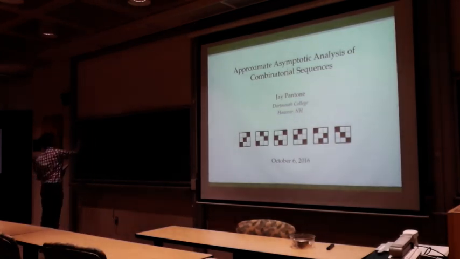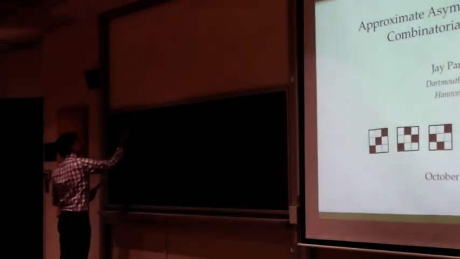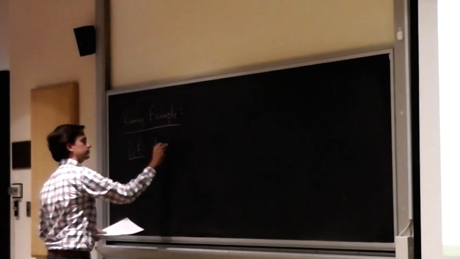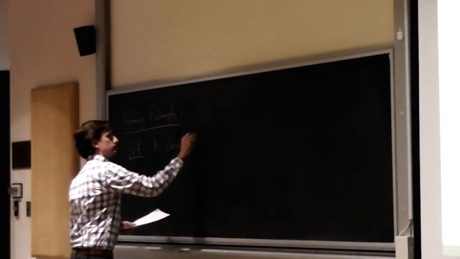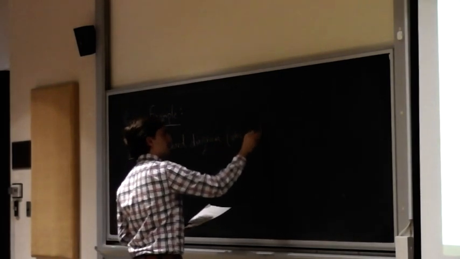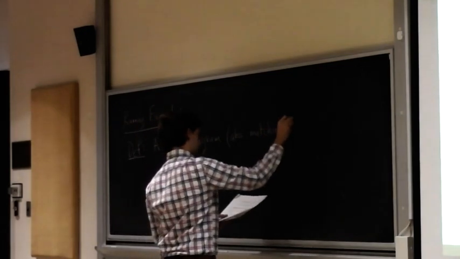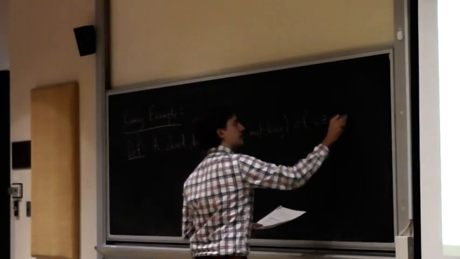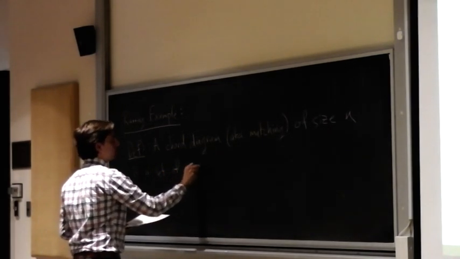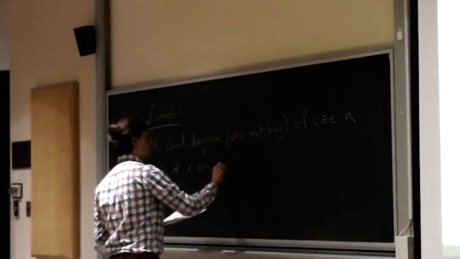As the running example for the techniques, I want to talk about a particular sequence that I found recently that is pretty interesting, I think. So first I'll define what the object is. A chord diagram, aka a matching, or sometimes called an interconnection network of size n, is a set of n arcs connecting two endpoints in a line.